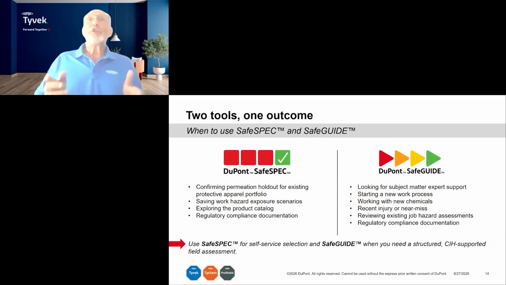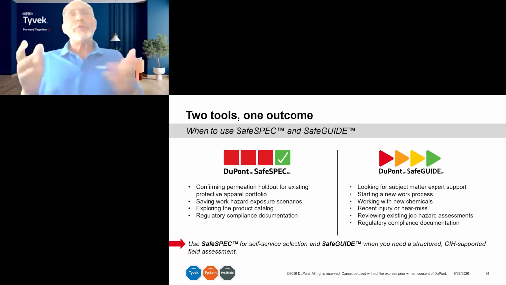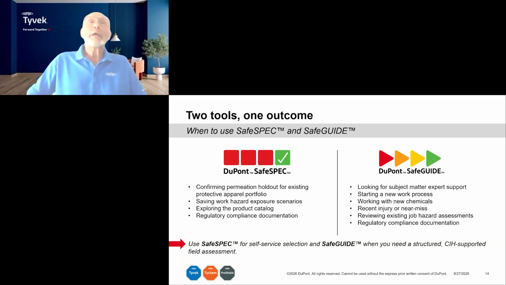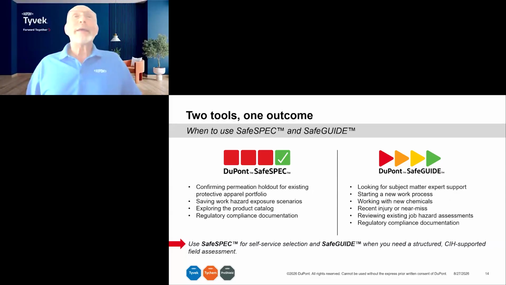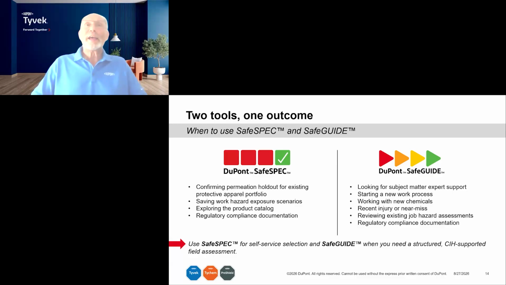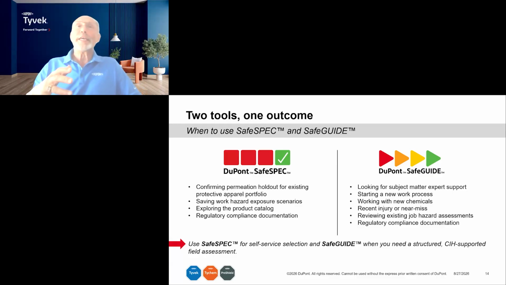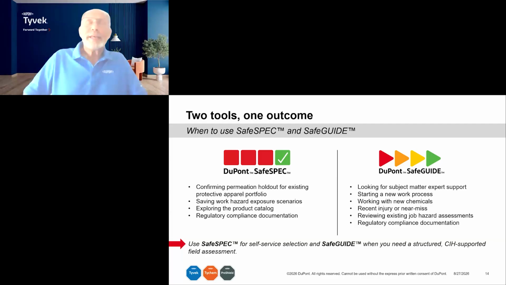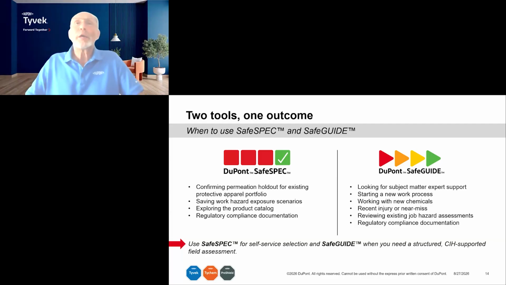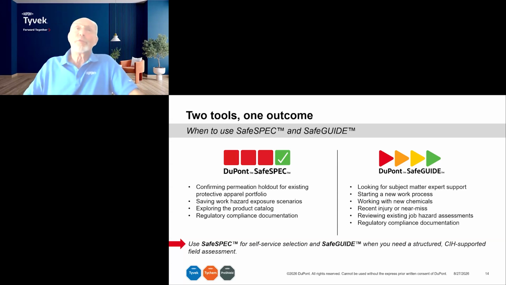So what is the best way for you to differentiate when to use and leverage these two tools? SafeSPEC is a self-service tool that helps users with selection by providing access perhaps to the database to determine permeation resistance for a specific chemical of concern, or maybe you want to search for a particular Tychem or Tyvek product in the catalog, or perhaps you're seeking access to a technical resource of interest.